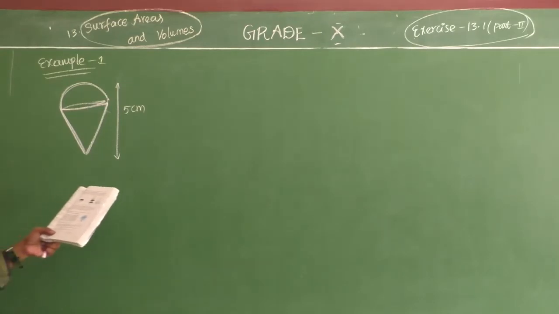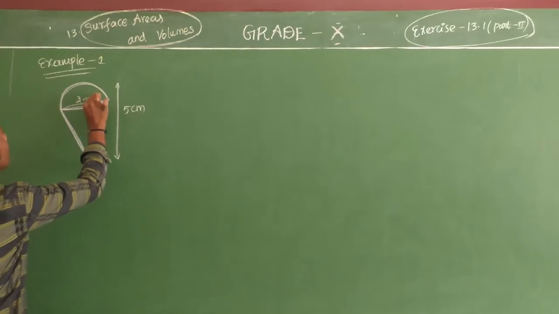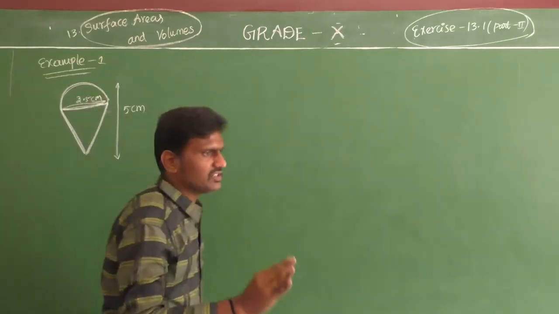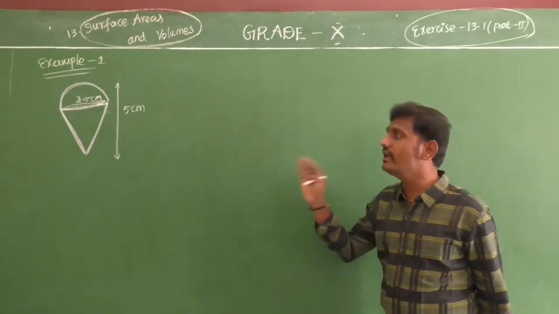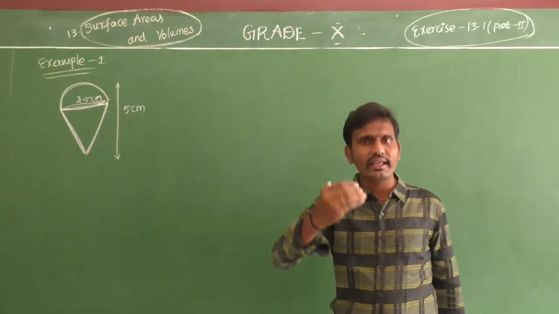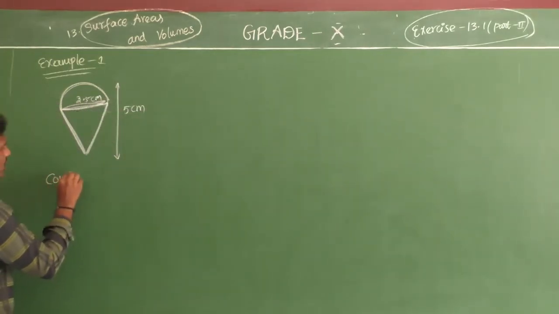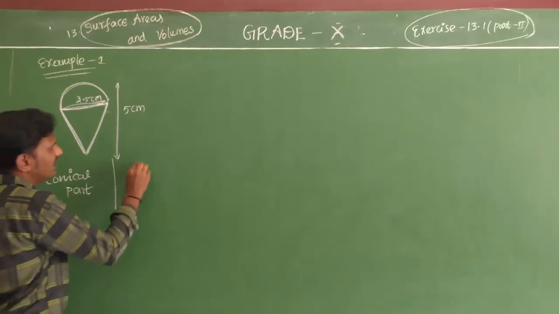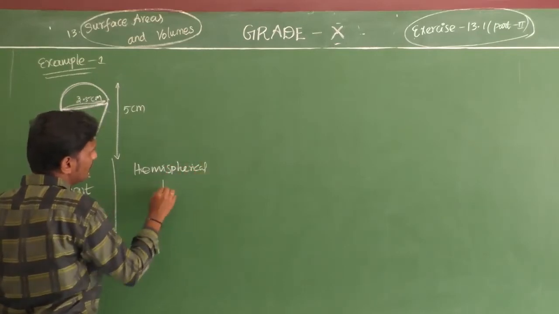And one more thing is given. The diameter is given as 3.5 centimeters. Already I told you, students, in each and every question you have to identify what shapes are given in the diagram, and segregate and write them. So I am going to take the conical part, and then the hemispherical part.